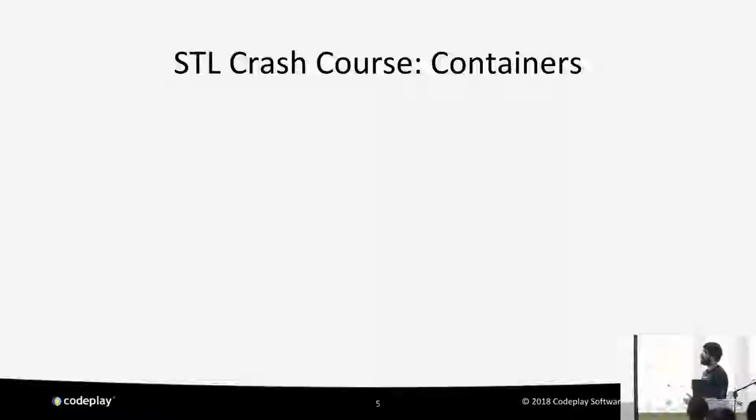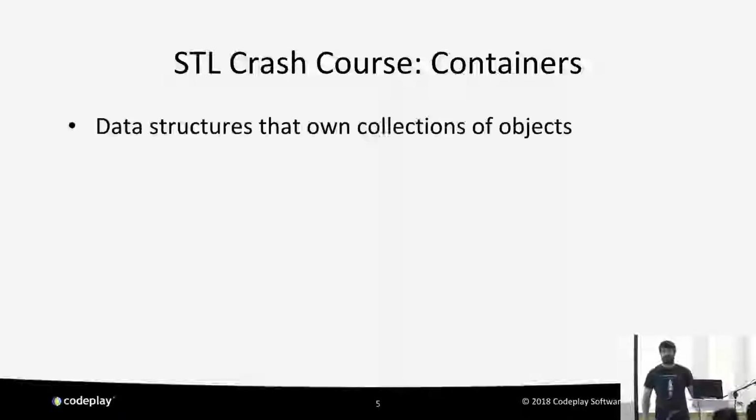So the STL is built up on three core components. It's a part of the standard library, and the three parts that make up the STL are containers, algorithms, and iterators. So a container is an object that owns or stores collections of other objects.